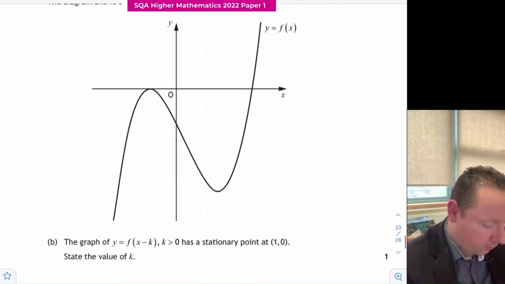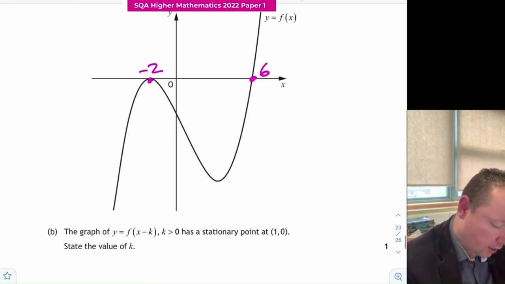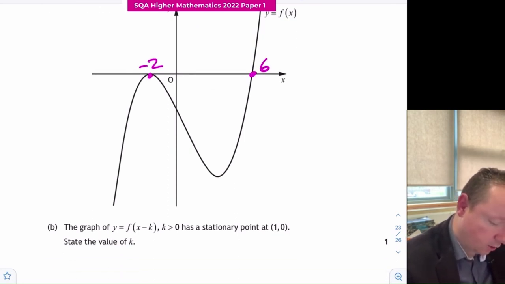The graph of f of x minus k has a stationary point at 1, 0. State the value of k. We know that this must be minus 2 because it's crossing the axis there, and this must be 6. Now, if this has a stationary point at 1, 0, that means that this must have shifted along to the number 1.